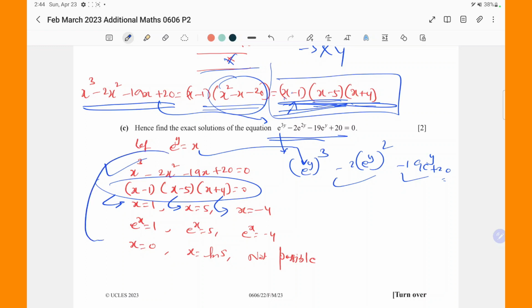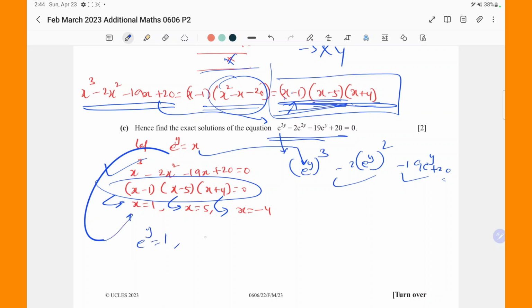X was e to the power y. I need to find y. So here x was e to the power y, right? So here e to the power y equals 1, e to the power y equals 5, e to the power y equals minus 4. So here y equals ln 1, here y equals ln 5, and here not possible because e to the power y is exponential, which cannot be minus 4, so not possible from here.